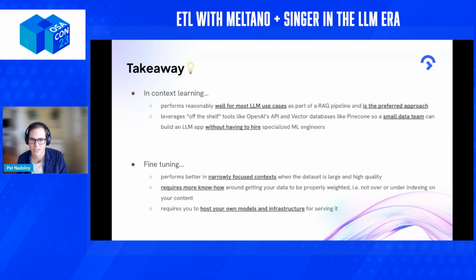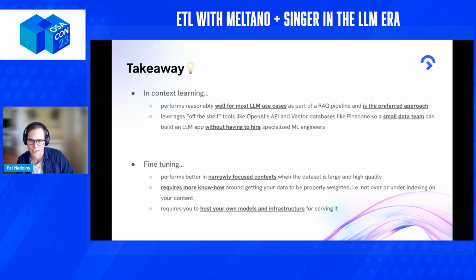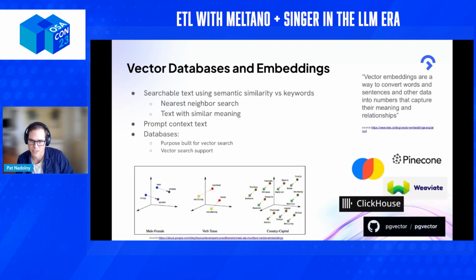So I guess the takeaway for me from this was that in-context learning works well for most LLM use cases, and it's a preferred approach especially for small data teams, as they don't have to hire specialized ML engineers. It's more of a data engineering problem. Fine-tuning is better for more narrowly focused contexts, requires more know-how, and you have to host your own models and infrastructure, so it's a bit more expensive. With that, I narrowed in on in-context learning as what I thought was relevant when it came to thinking about what we can contribute to in this space.